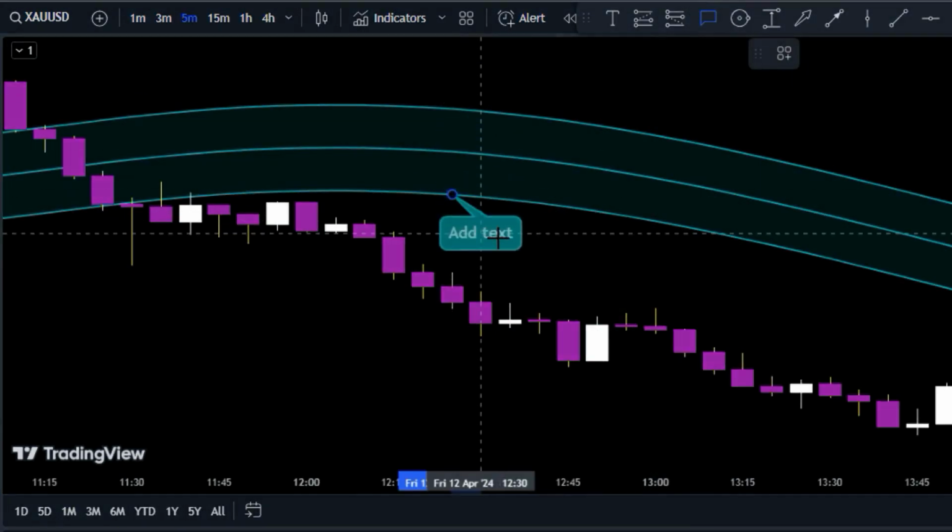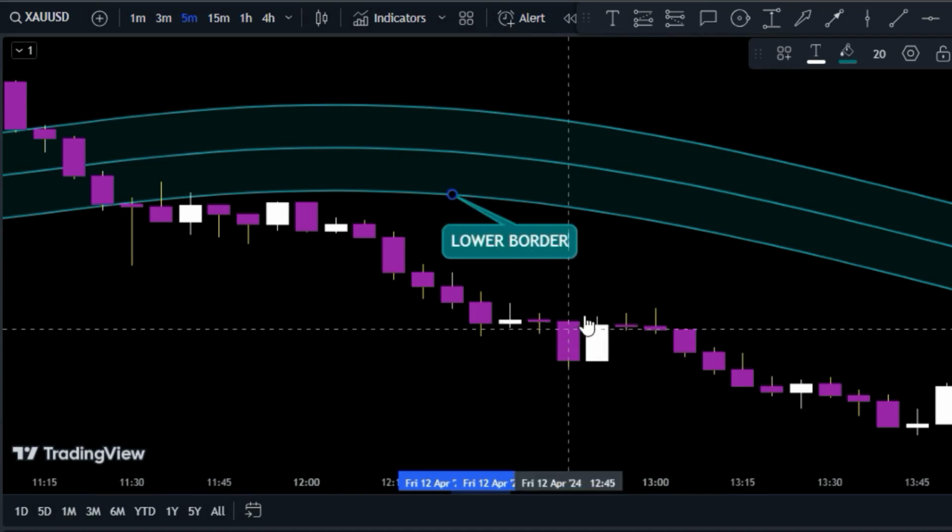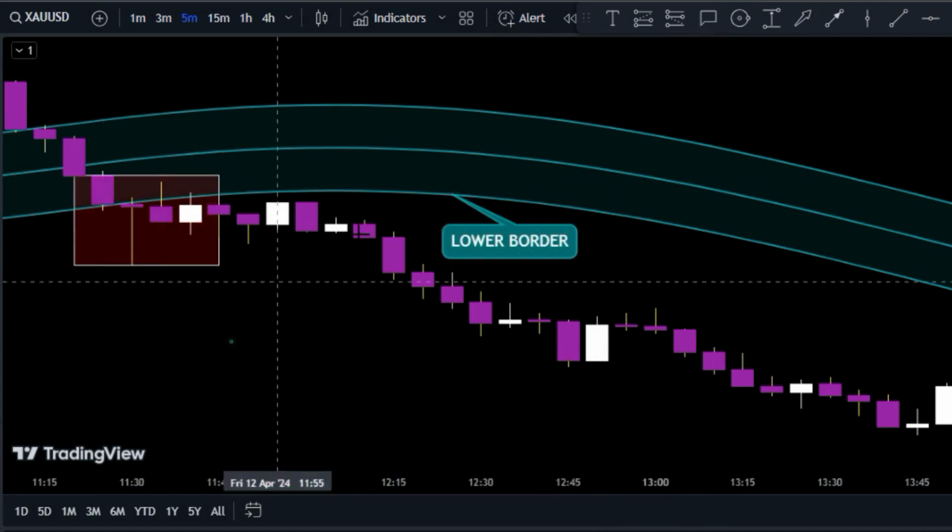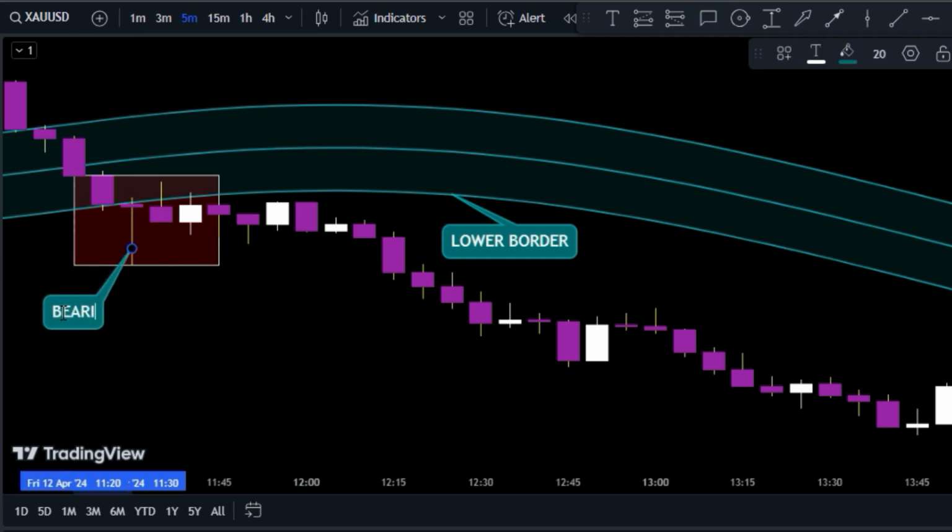On the other hand, if the price slips below the lower line, you've got yourself a bearish breakout. That's your cue to sell and get in on the action.